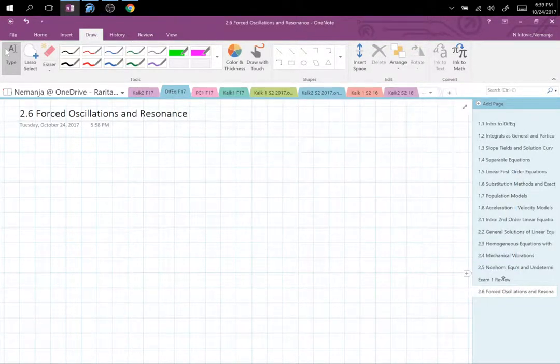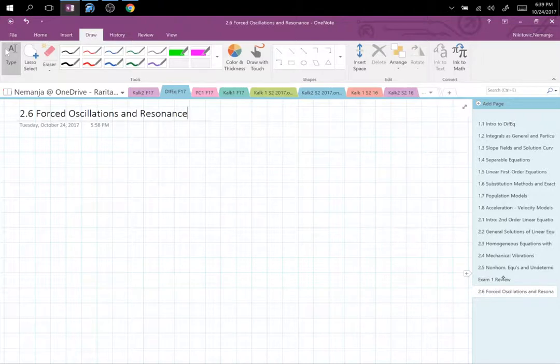Hello and welcome back to Differential Equations section 2.6, Forced Oscillations and Resonance. We're going to take what we learned in our non-homogeneous 2.5 section and apply it to the mass spring system with forcing term at the end.